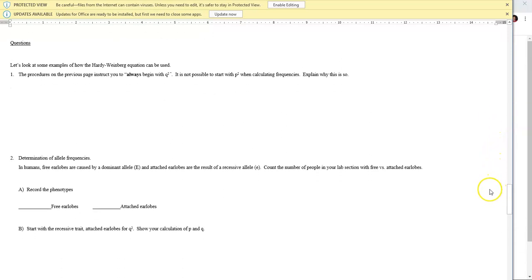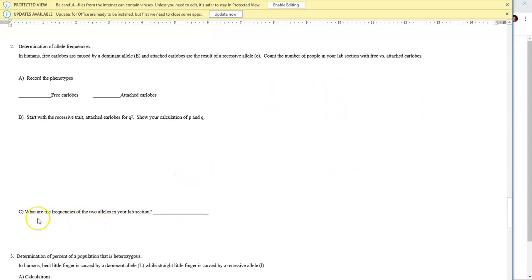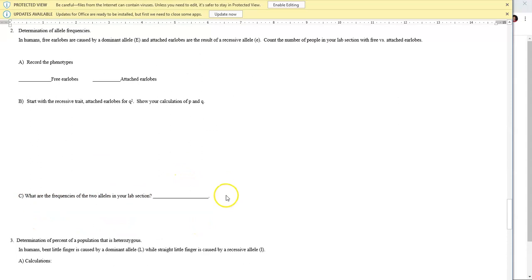some questions, and those questions are: in humans, free earlobes is caused by a dominant allele. So count the number of people in your lab section with free versus attached earlobes, and you're going to write it in, and then you're going to do some math. And from that math, you'll be able to calculate what the frequencies of each of the alleles are. So you remember we have two genes. The technical term for those is alleles for every trait.